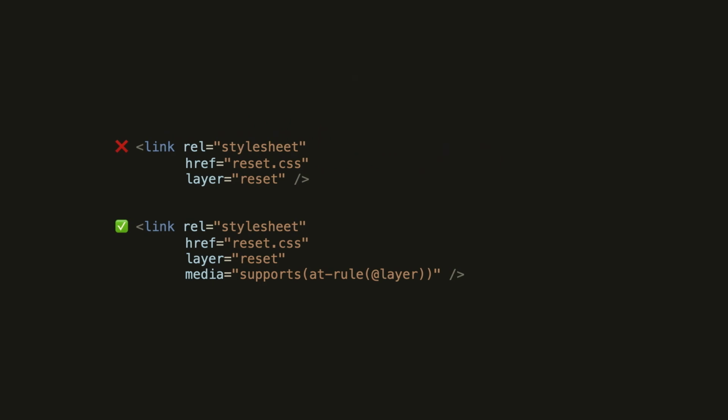If you are linking the file through a link element, there's a layer attribute that you can use. So it says, hey, load it up into the reset layer. One problem with that is, older browsers, well, at this moment, none of the browsers support this attribute. So they will basically just ignore the attribute and load that style as an unlayered style instead of loading it into the layer that you define there. The solution to that is to use an extra media attribute that says when the @rule, @layer is supported, only then conditionally load this style sheet.